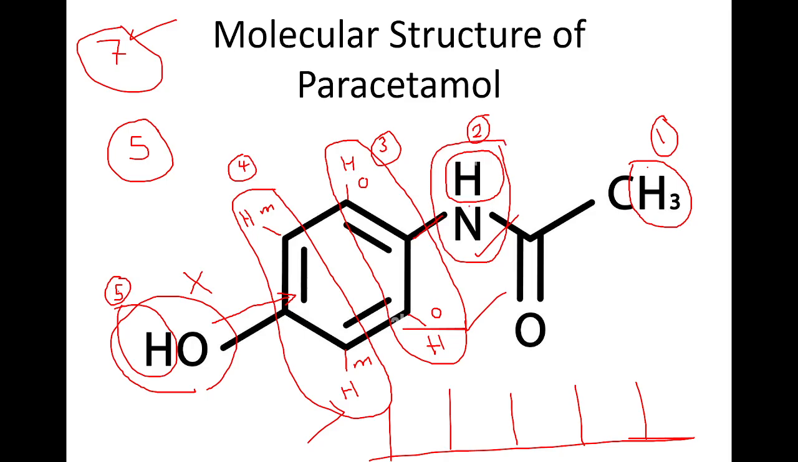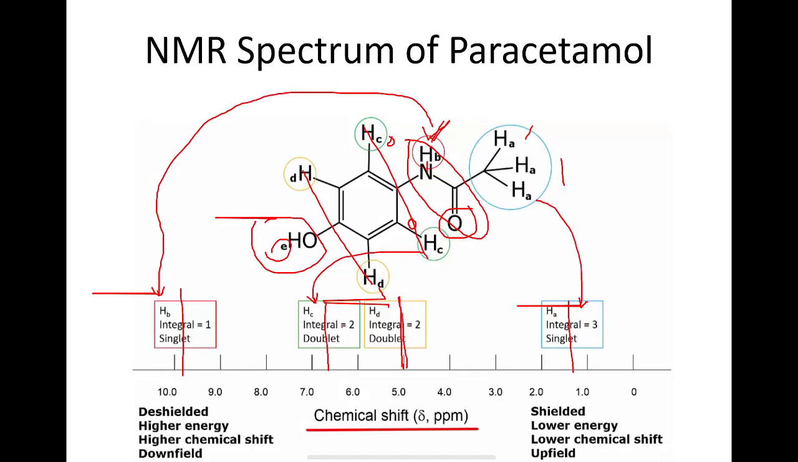And this group is electron withdrawing, taking electrons away from these hydrogens. Obviously, it will take electrons away more from the ortho, less from the meta. Therefore, the orthos are more downfield than the meta. There you go.